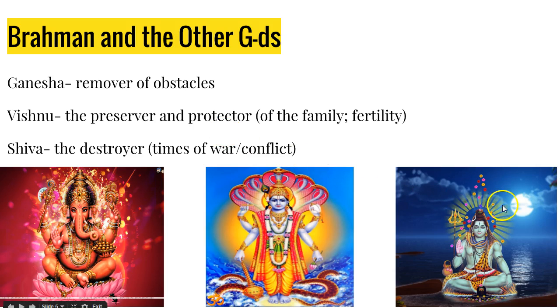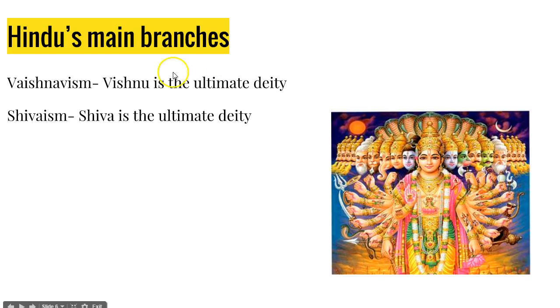The last, but certainly not least, god is Shiva. Shiva is the destroyer, so in times of war, in conflict, Shiva would be the god that most Hindus would be praying to. So Brahman is the main god, and there's three smaller gods beneath Brahman.